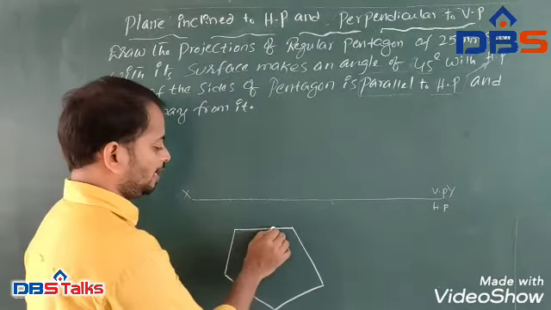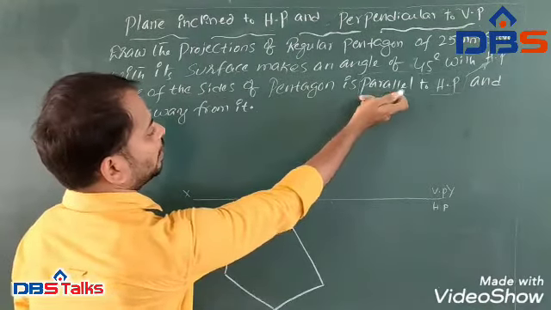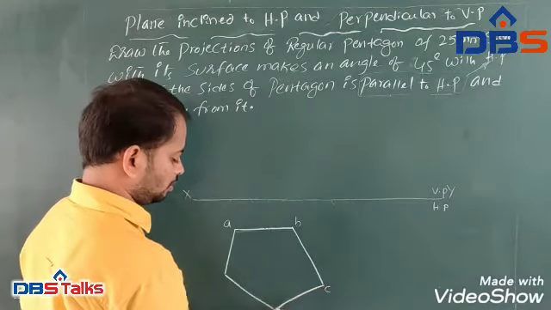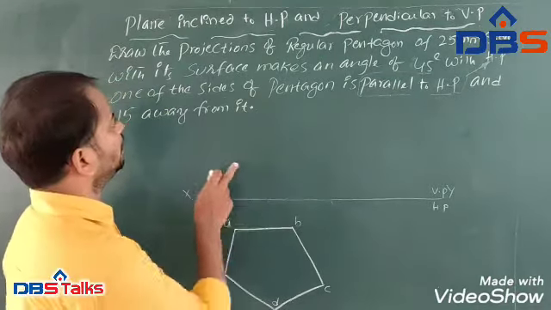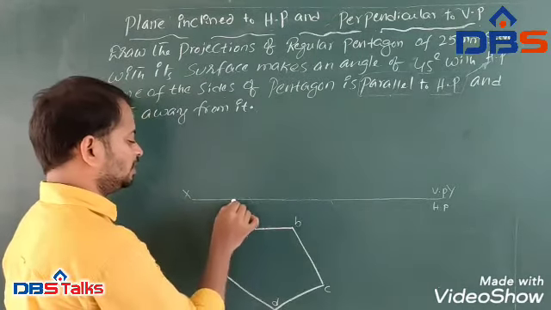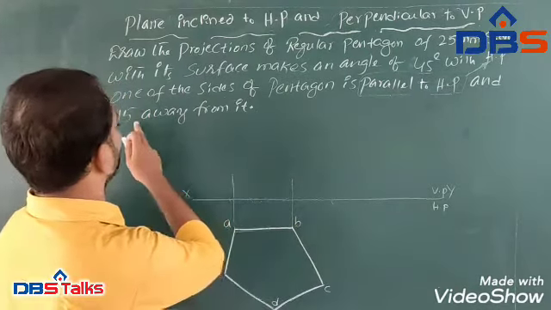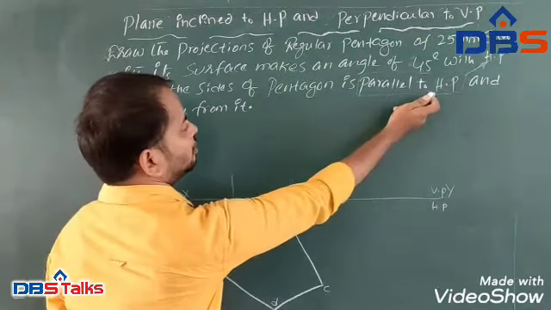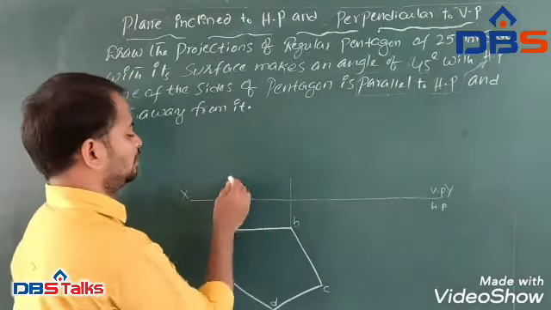This is parallel to HP. Now the condition is parallel to HP. This is A, B, C, and this is D. Then for the parallel to HP, draw the projections. The projections are 15 away from it. 15 away is nothing but 15 mm away from the HP. Away from the HP is only above the HP.